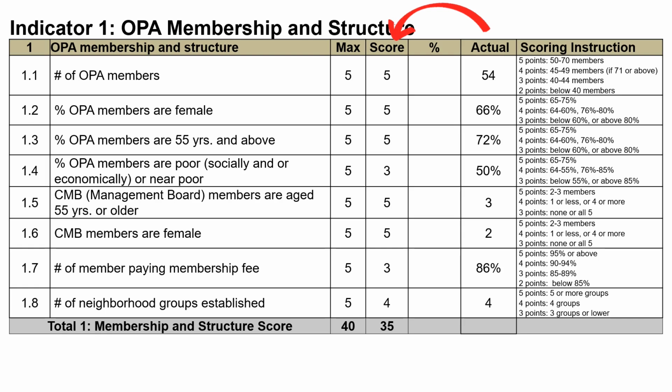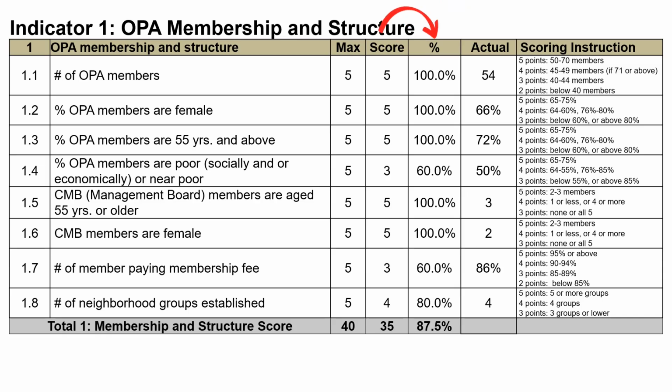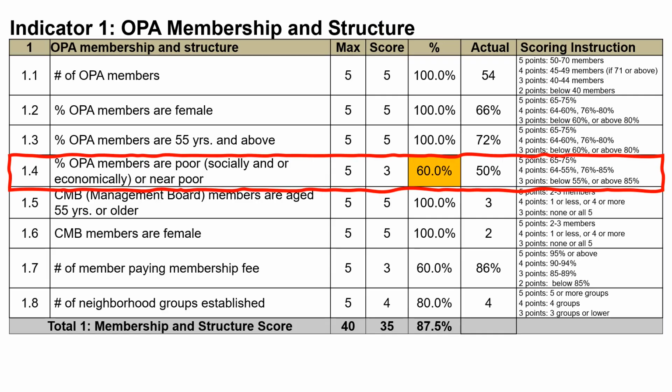The next step is then to fill in the actual situation of the OPA in this column. Now, referring to the scoring instructions, the score of each sub-indicator can be calculated for this column. The next step is to highlight sub-indicators that are in need of improvement and/or more focus, such as indicator 1.4, percent of OPA members that are poor and near poor.